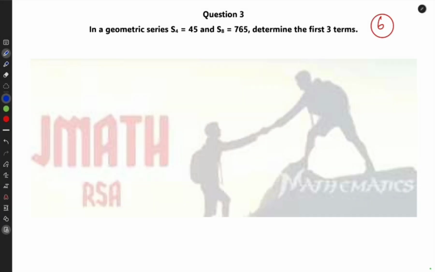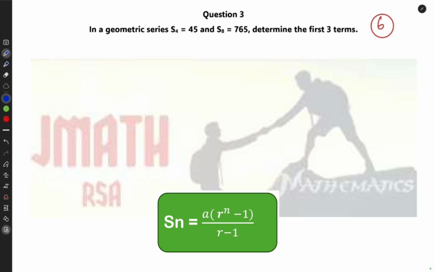Question 3: in a geometric series, S4 is equal to 45 and S8 is equal to 765. Determine the first 3 terms. Okay, now we're ramping up the difficulty even more, because the formulas that we've used up till now are not going to work, because they don't give me Tn in any of these. So what I'm going to do is just sub it into the geometric Sn formulas.